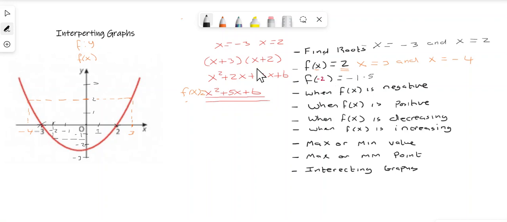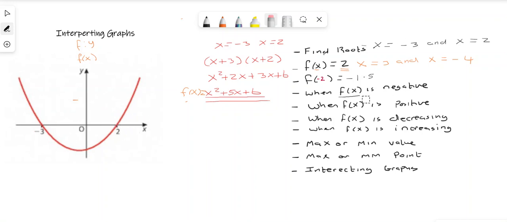Okay, so again, all we're doing is interpreting and taking the information off the graph. The next one is asking when f(x), or when y, is negative. Okay, so what are the x values when y is negative? So if we think about when y is negative, y is negative all underneath here. And let me just get rid of some of these numbers here, so we can see the graph a little bit clearer.